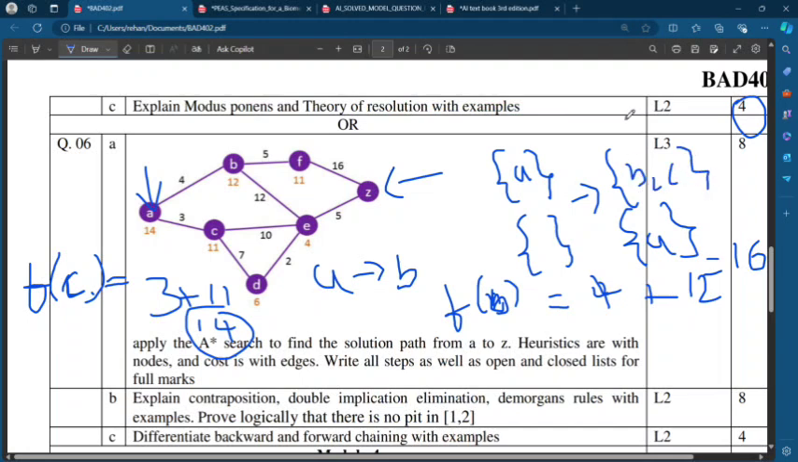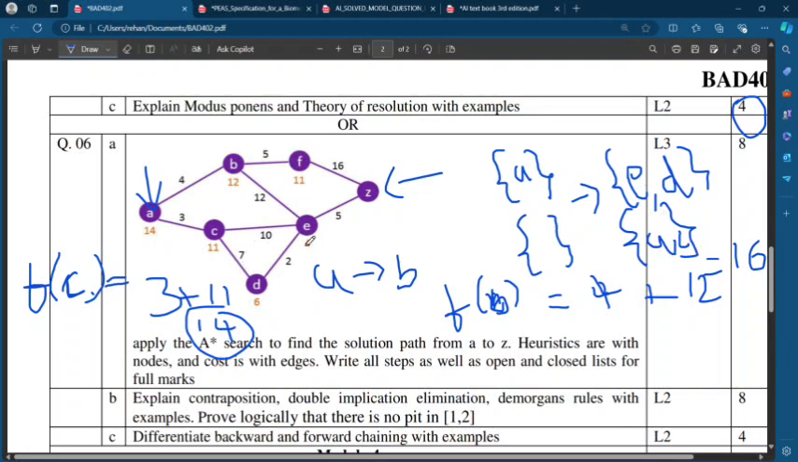After writing this, I'll calculate the heuristic function with respect to B and with respect to C. Then I'll select the minimum. So I'll add C here. Now nothing is in the closed list. Now from C, what is there? E and D, right? So I'll write E here and D here. My open list has E and D, my closed list has A and C.